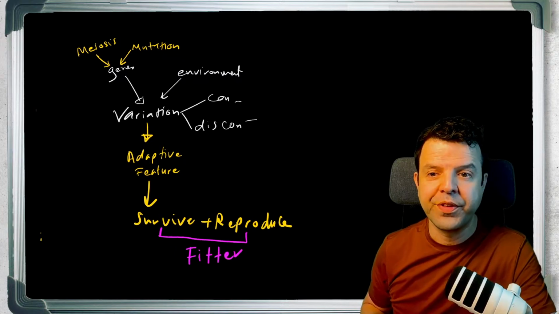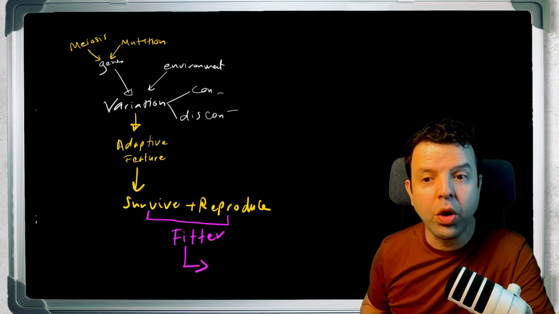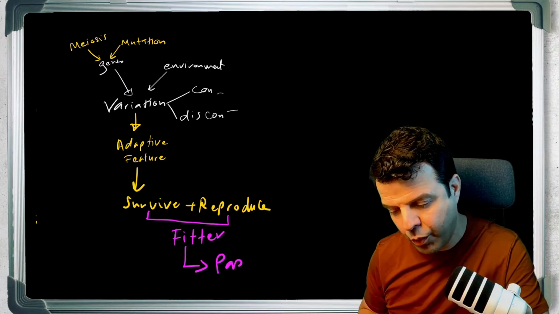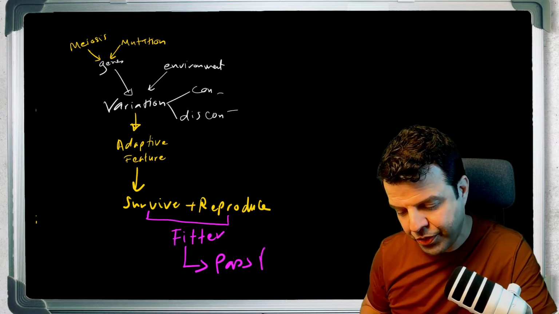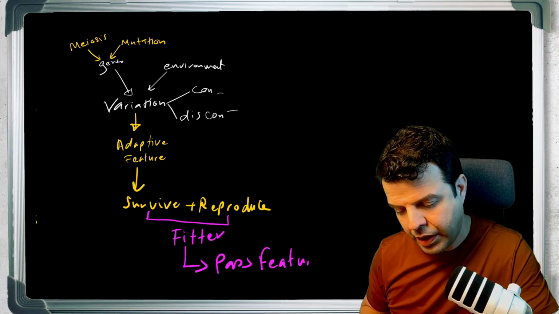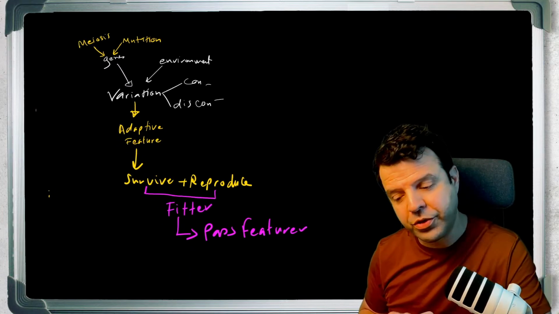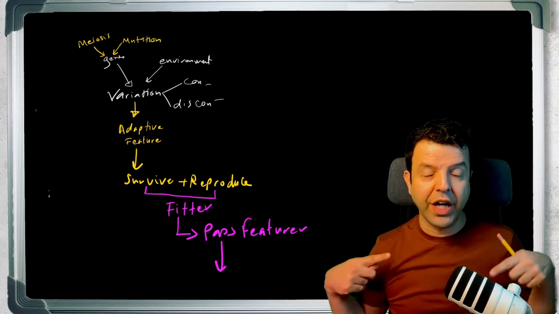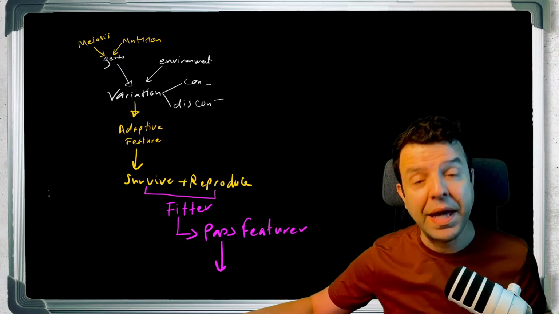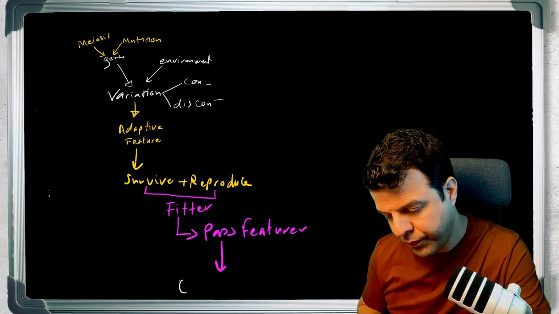Fitness. And those that are fitter, they will pass, because they're reproducing, they'll pass these features to their offspring, to their babies. And the outcome now is that the entire population is becoming better adapted. And that's what we call evolution.